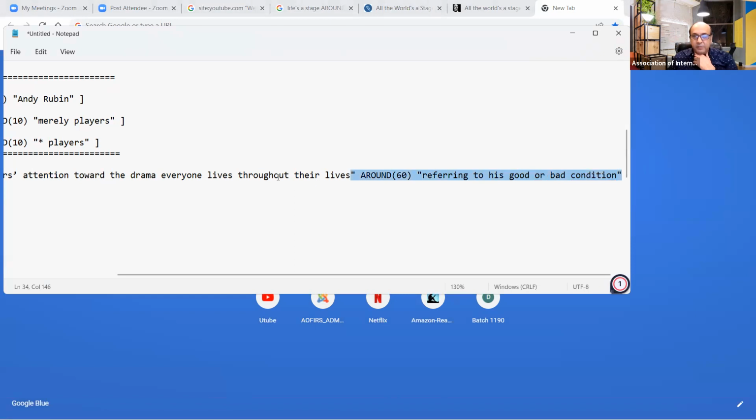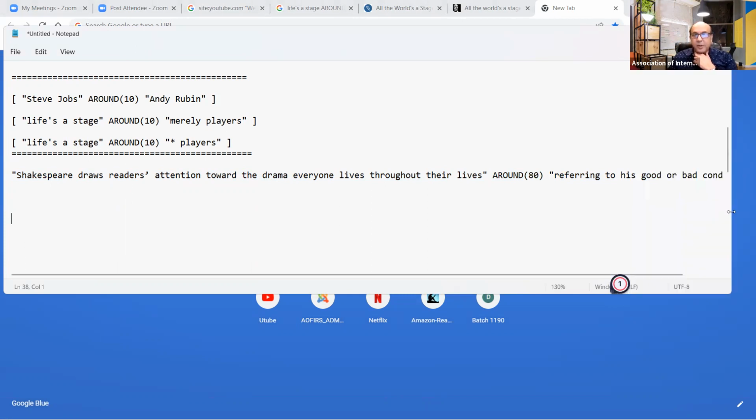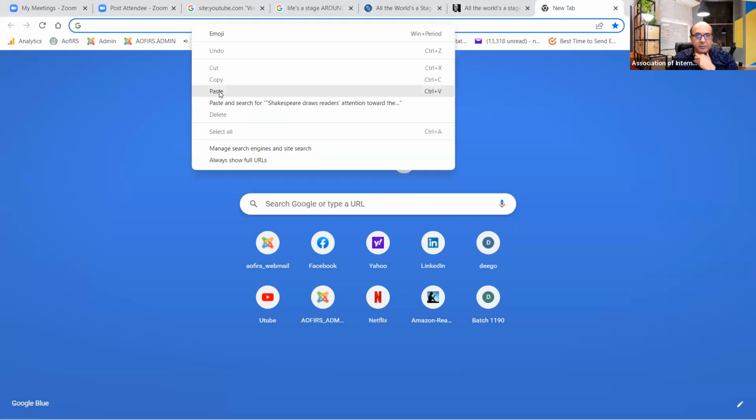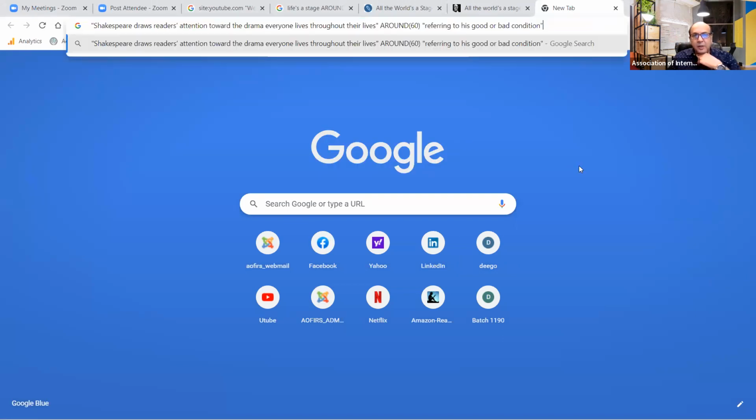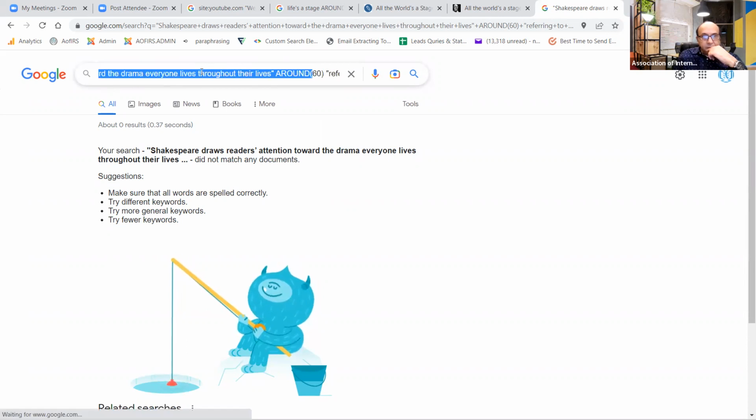It's a very long query. I'm guessing let's say 80 words. Let's be more bold on this. Okay. Now I'm inserting this and let's see if it's going to find it or not. It's too long.